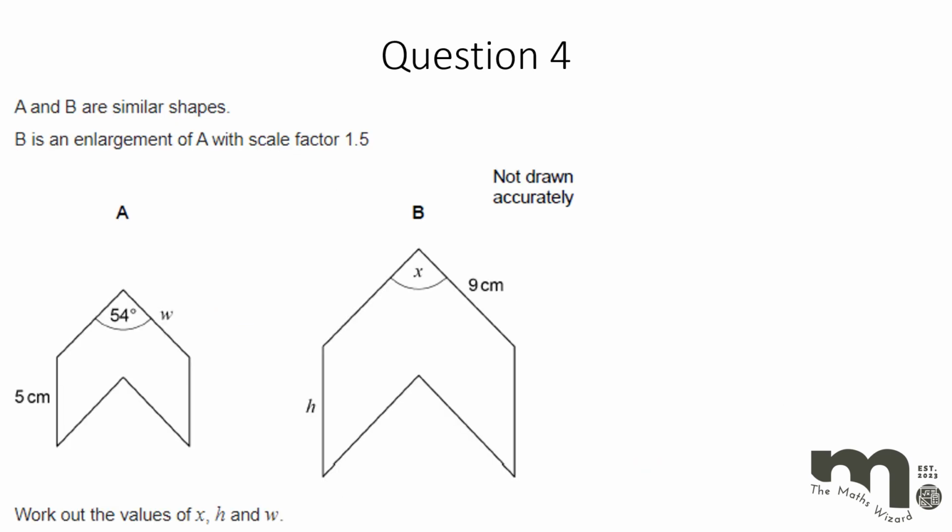I've got quite a bit for you to work out here. This is from a past AQA paper. So I want you to do angle X, side H, and side W. And you're being told that these two shapes are similar and that B is an enlargement of A, and your scale factor here is 1.5. So you're actually being given the scale factor on this one, okay?